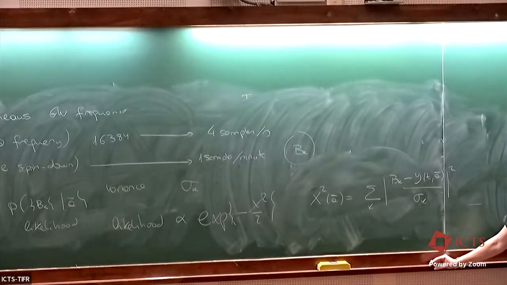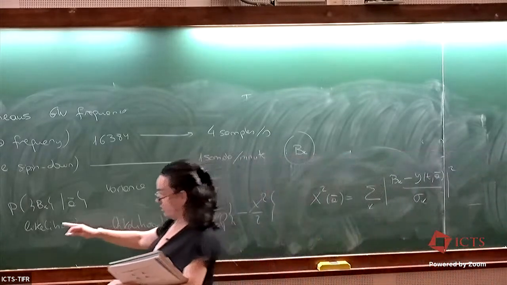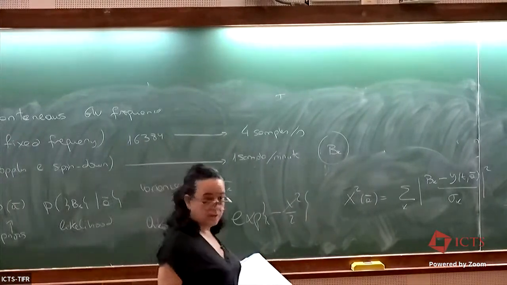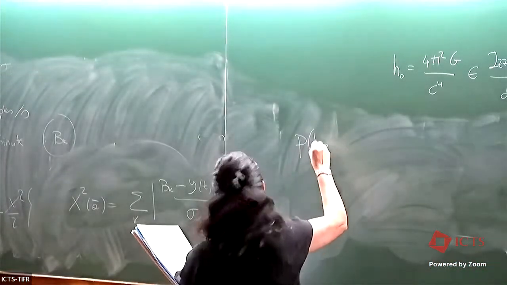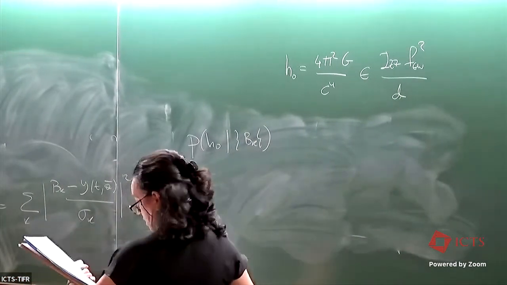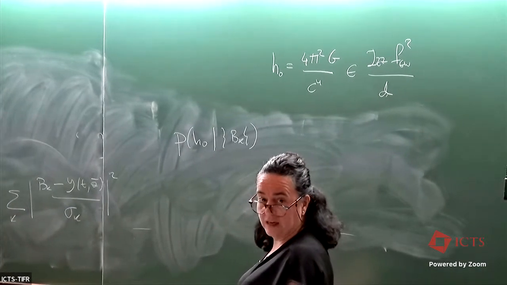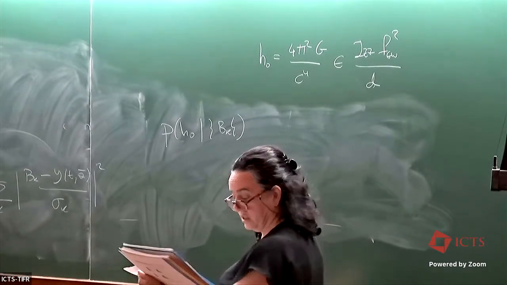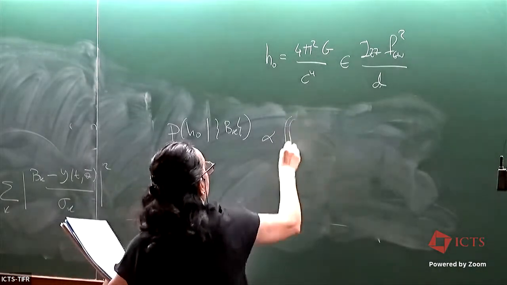If I'm interested in computing the posterior probability distribution function, in particular for H0, if I want to compute this here, given my data, then what I have to do is basically to marginalize over all the other nuisance parameters, cos iota, polarization, and initial phase, given the value of the data that I obtain. So that can be computed.